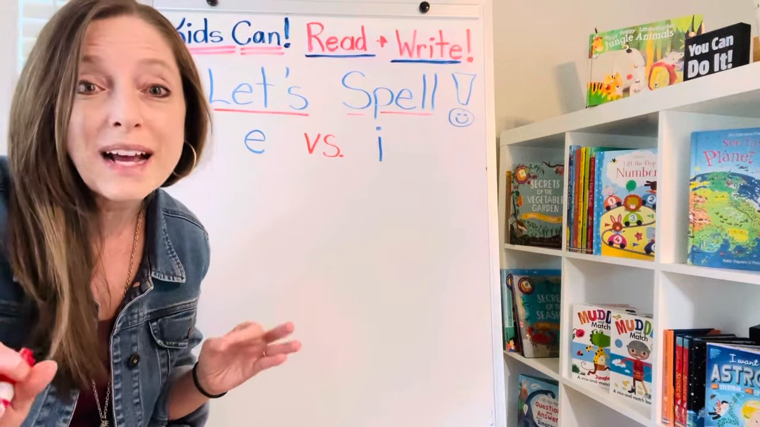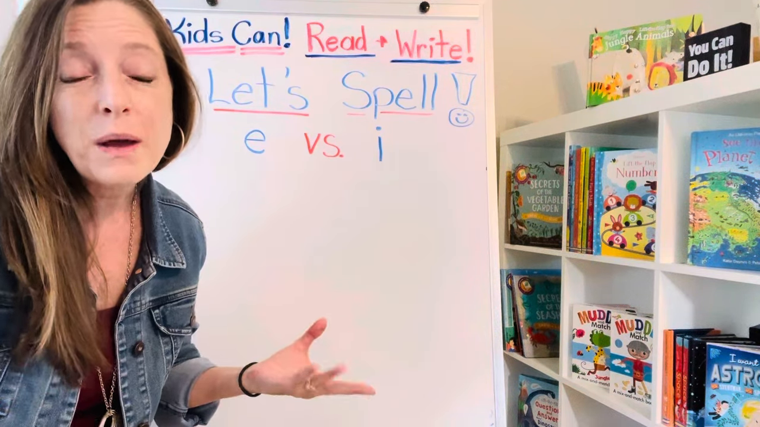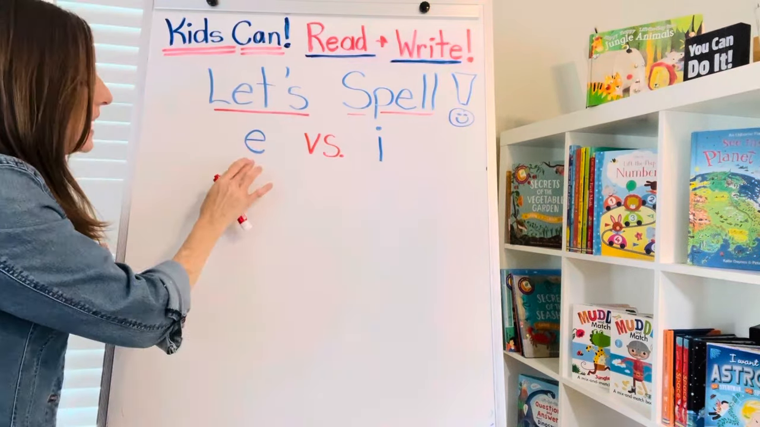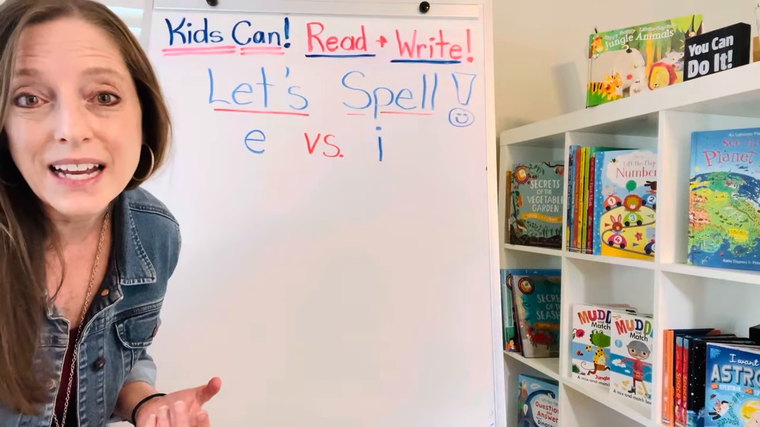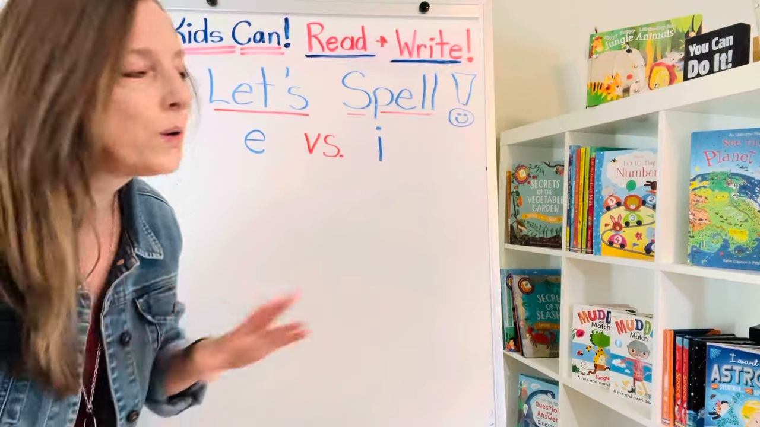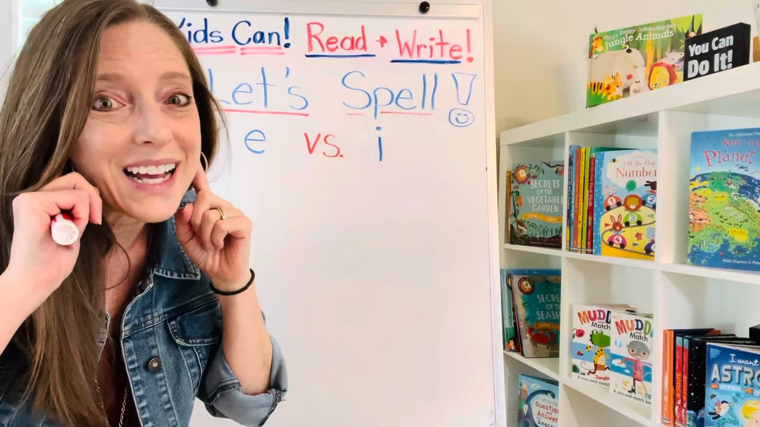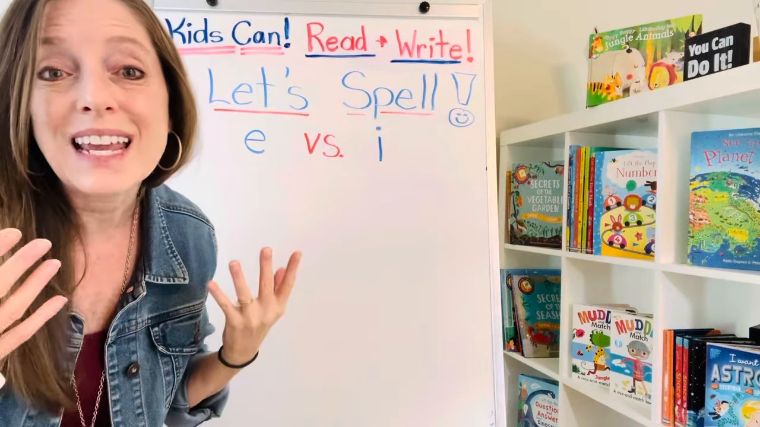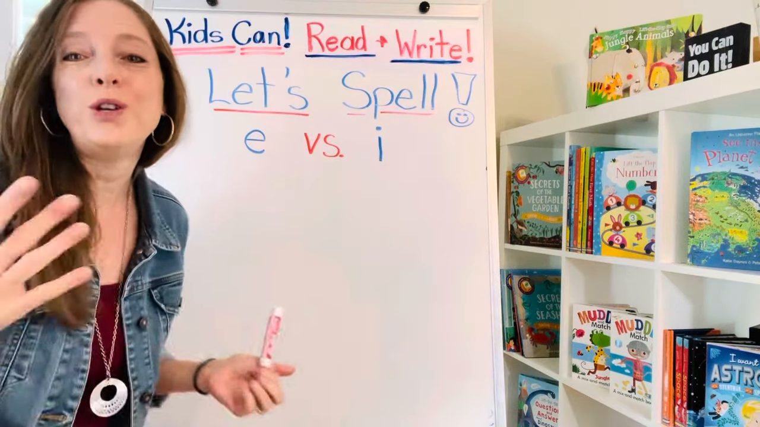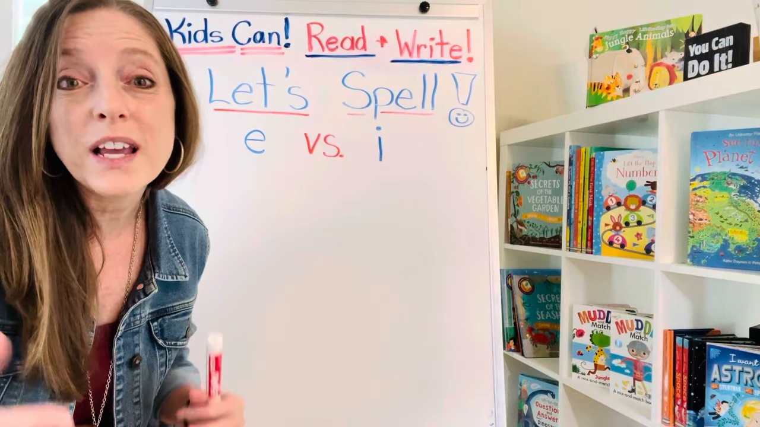If you don't pronounce your words correctly, for instance, if you're saying "weth" instead of "with," it's going to sound like the word with has that E in it. But if you say it correctly, with the I, then your kids are more likely to hear that it has the I sound. So if you're trying to help your child learn how to spell, make sure you're saying your words correctly.